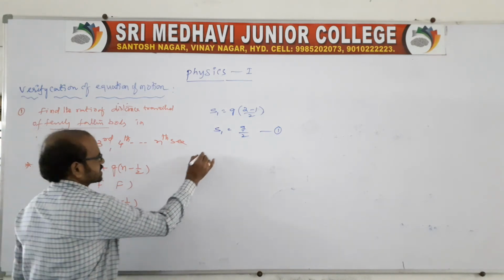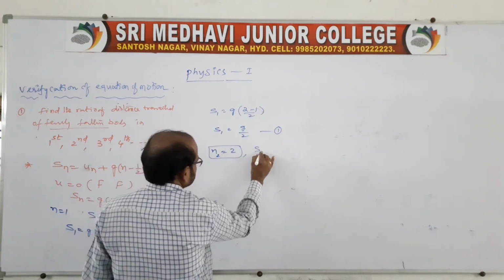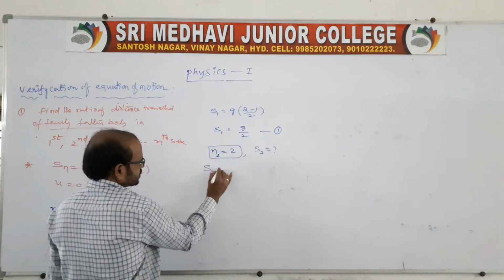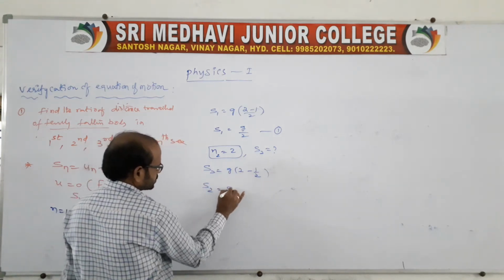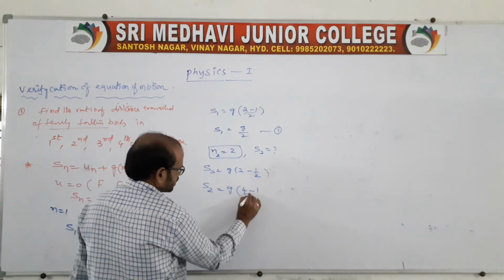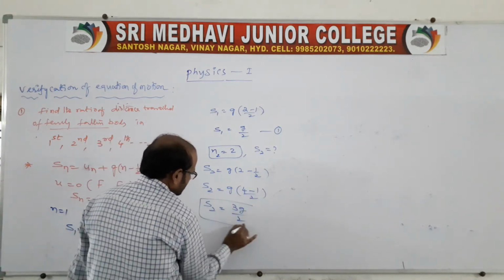Let us go for the second second, n equal to 2, right? So in this case we have to get S2. S2 is equal to g into (2 into 2 minus 1) by 2. So S2 is equal to g into (4 minus 1) by 2. S2 is equal to 3g by 2. So this is for the second second.